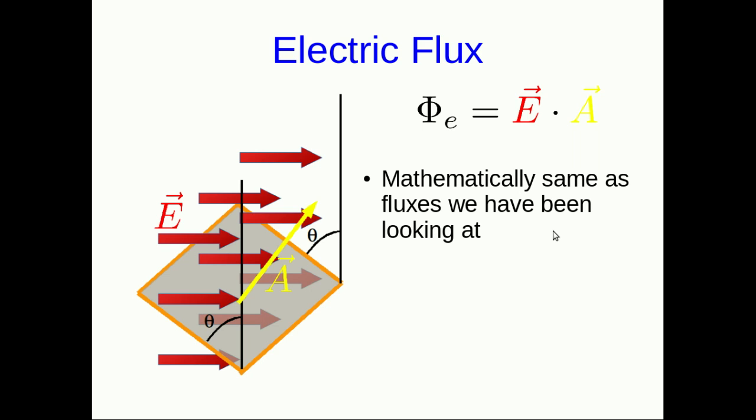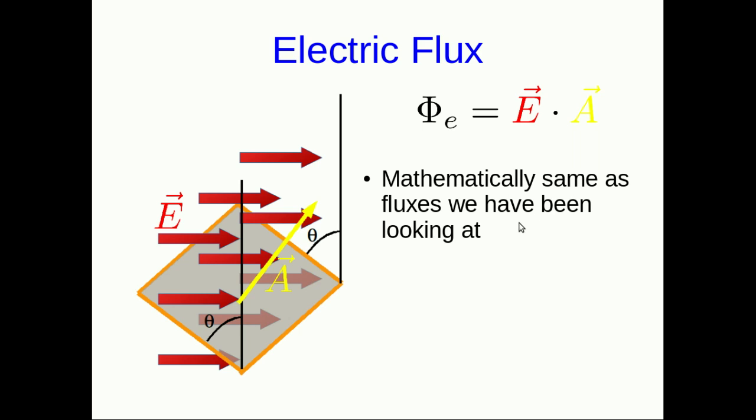Now it's time to define the actual quantity we're interested in at the moment, which is the electric flux. And we've already done all the work towards being able to define it. We just have to substitute in the E field for the more general vectors that we've been thinking about. So it is just the dot product of the E field pointing through a surface with an area vector perpendicular to the surface and proportional to the area of the surface. And so this is mathematically the same as the fluxes we've been looking at.